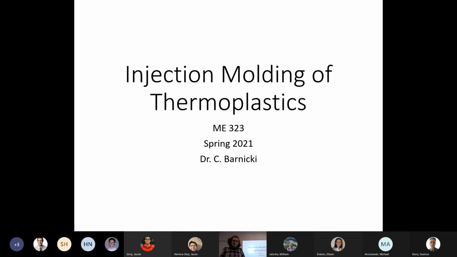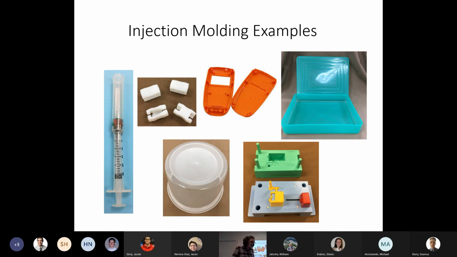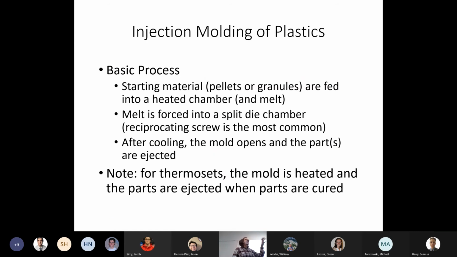Injection molding, we get some of our more common processes. I think our textbook says injection molding is similar to die casting, in that our basic process is to feed the thermoplastic into a clamped die under pressure. And then when the mold opens, the part is ejected.